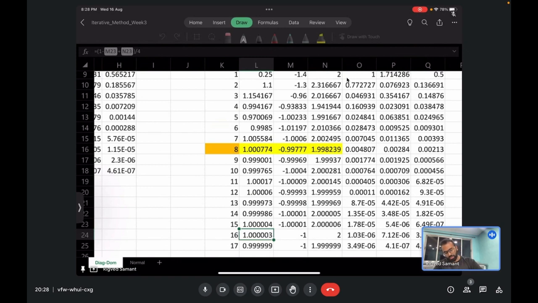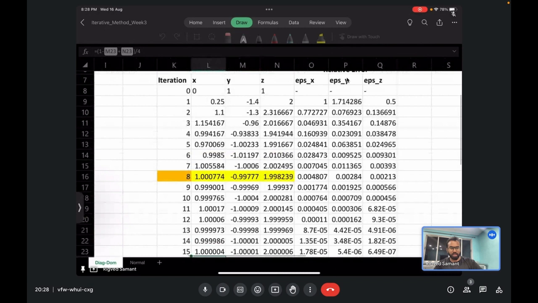So what you can say is, while doing the analysis, in the exam also they will say, do it till the accuracy becomes 10 raised to minus 3, or accurate to 3 decimal places. So accurate to 3 decimal places is this. Okay.